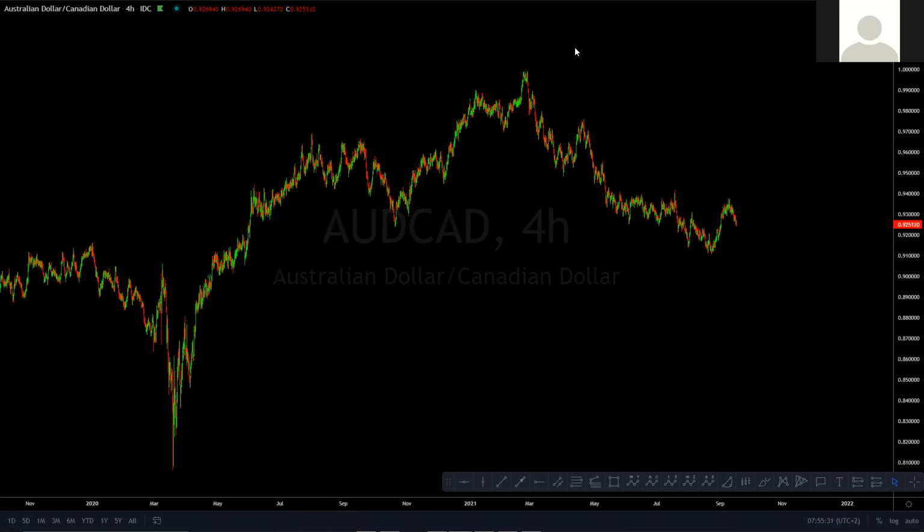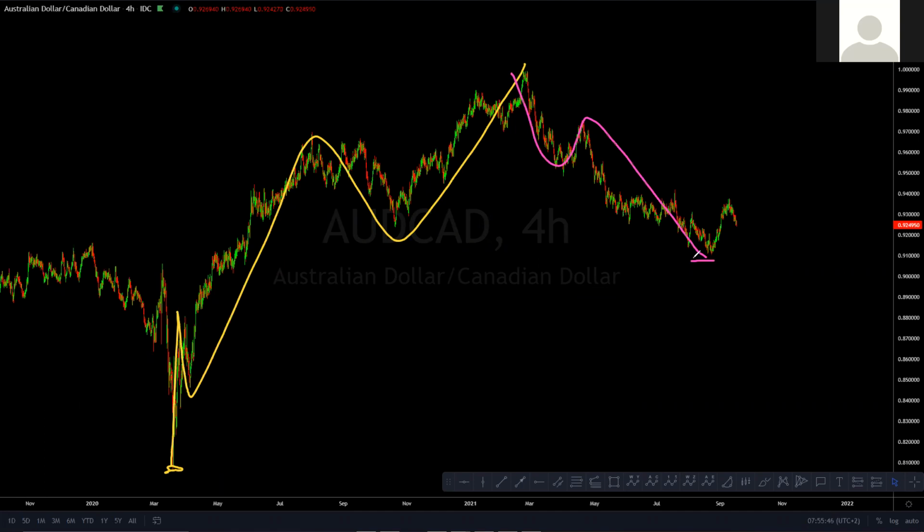We're going to be taking a look at Australian dollar, Canadian dollar, looking at the structures from the lows of March 2020, where we appear to have had 5 swings higher, and then we are currently within a correction. Now the question is whether this correction is done here or it's going to come lower to break below this low here before we can go higher.